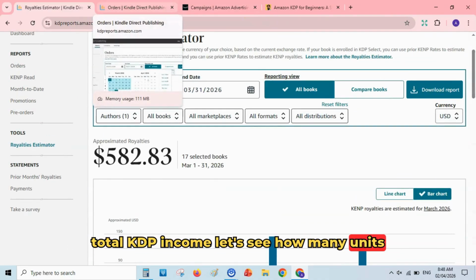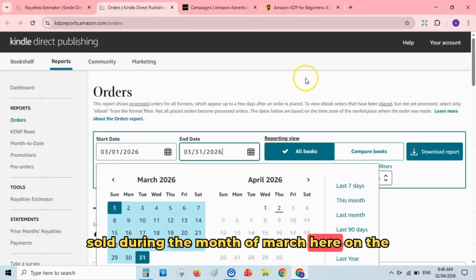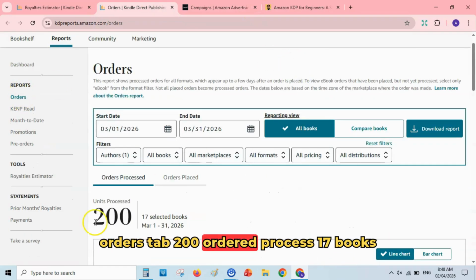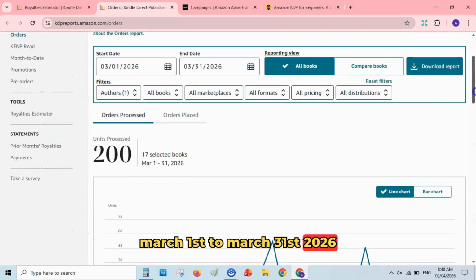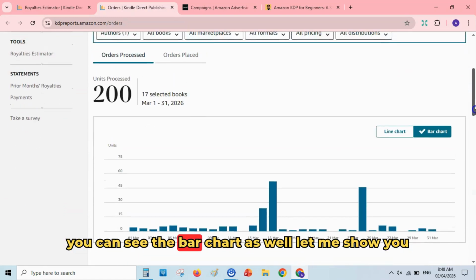Let's see how many units sold during the month of March. Here on the orders tab, 200 orders processed, 17 books, March 1st to March 31st, 2026. You can see the bar chart as well.